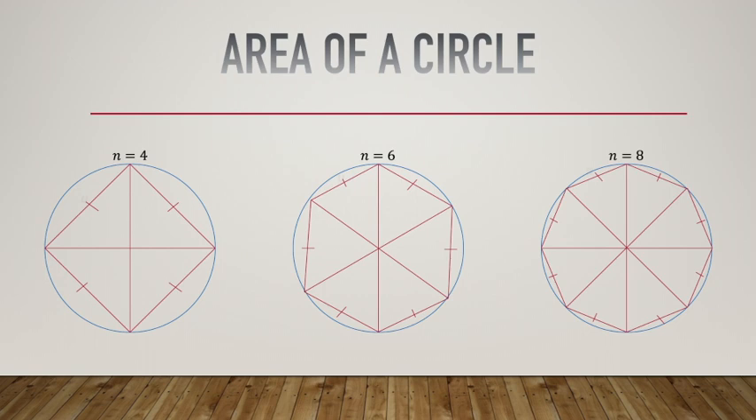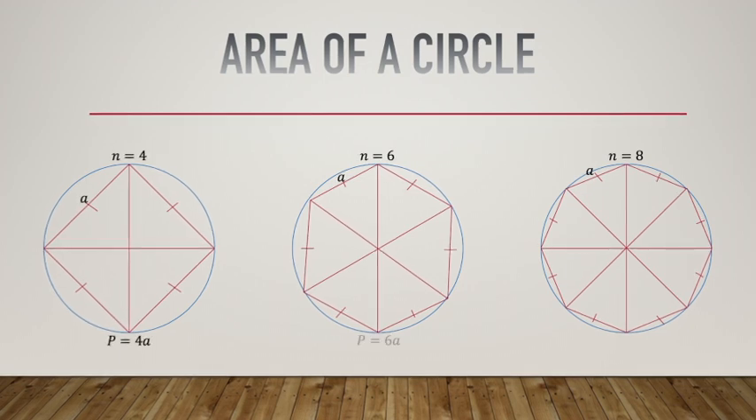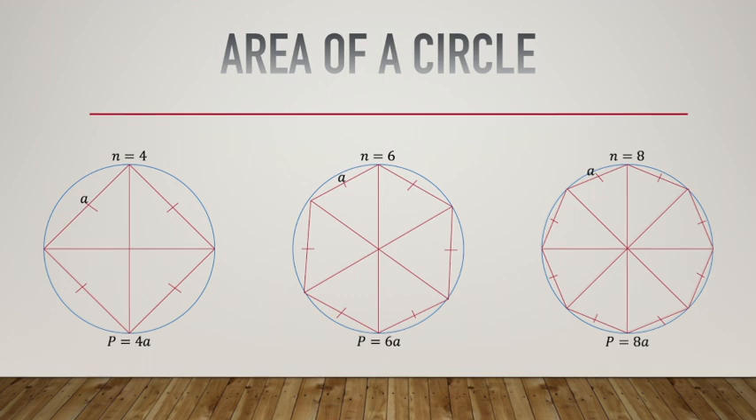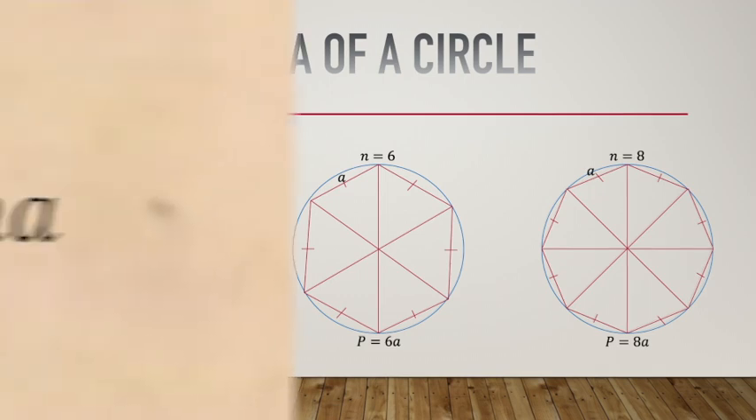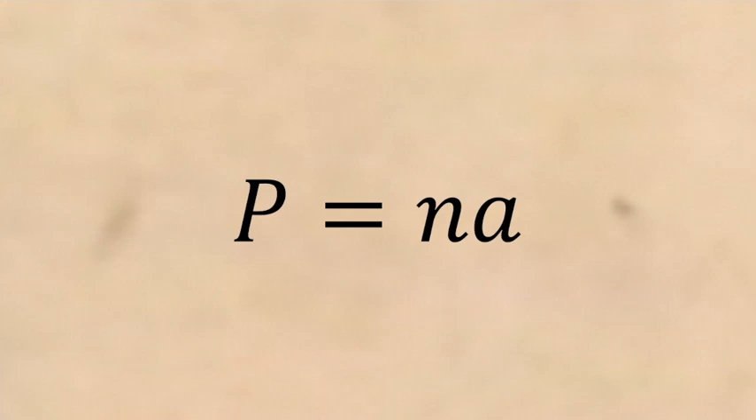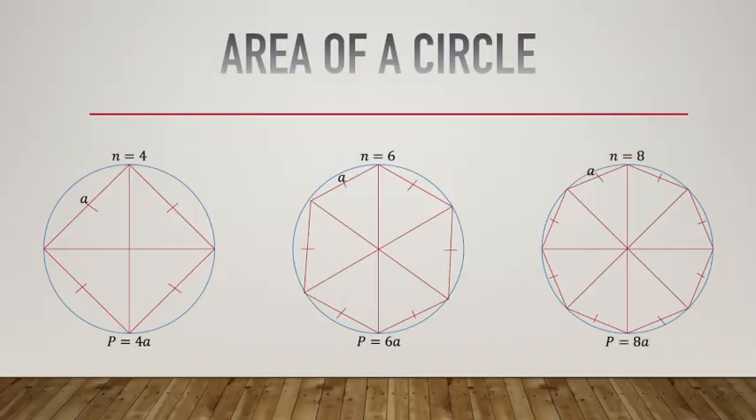Let one side of the shape be A. Therefore, the perimeter of these shapes are 4A, 6A, and 8A. Therefore, we can find a formula for these shapes. The perimeter is n multiplied by A, where n is the number of sides the shape has.